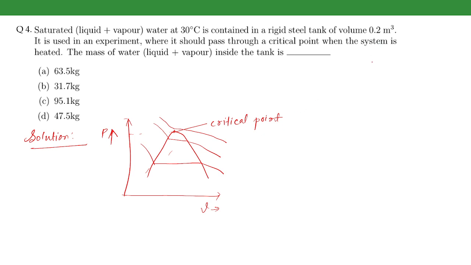Now, corresponding to the critical point of water, there is a particular critical specific volume. So the critical specific volume for water is 0.00310056 meter cube per kg. Okay, now what is being said here?